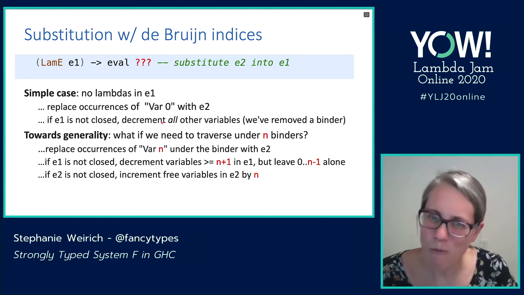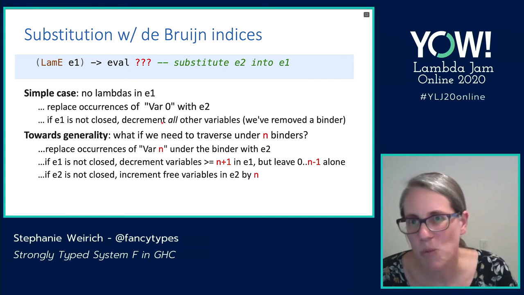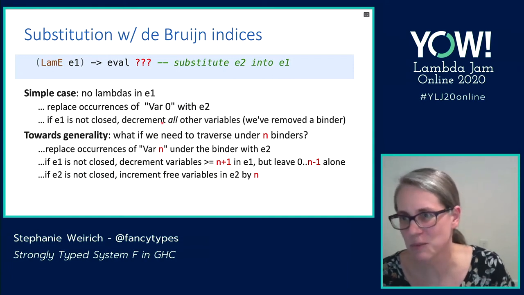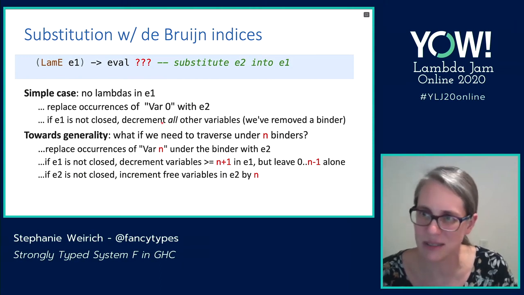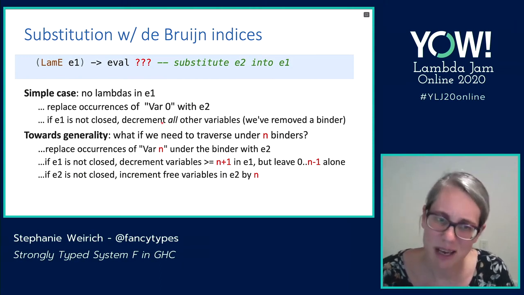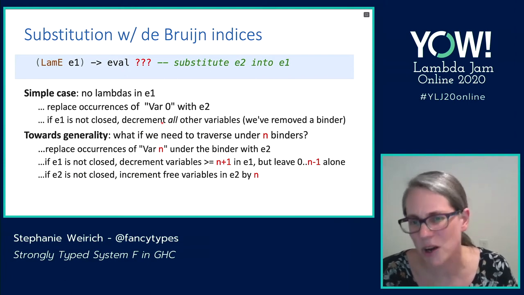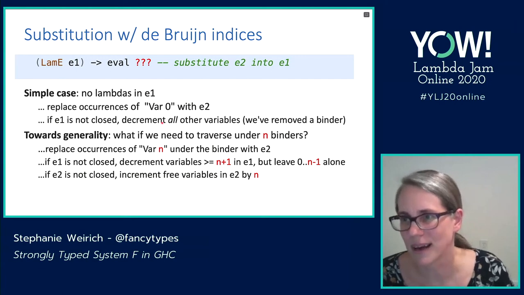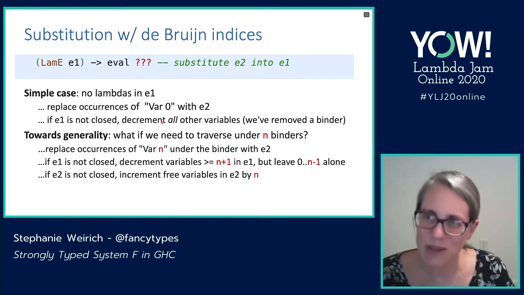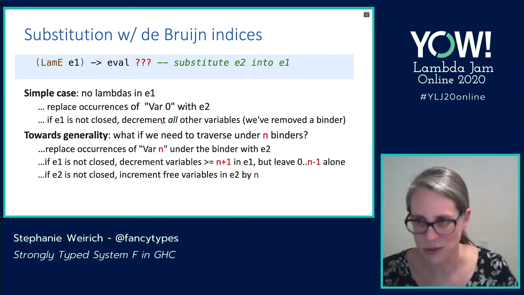And one more situation: if E1 has binders, we're putting E2 underneath those binders, and we don't want to capture any free variables in E2. So at the same time as we're decrementing variables in E1, we also have to increment variables in E2 to make sure that they don't get captured. Now, this is about the point where thinking about substitution with de Bruijn indices my head starts to explode, right?